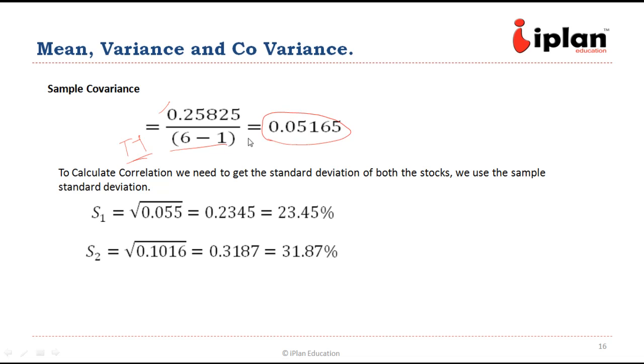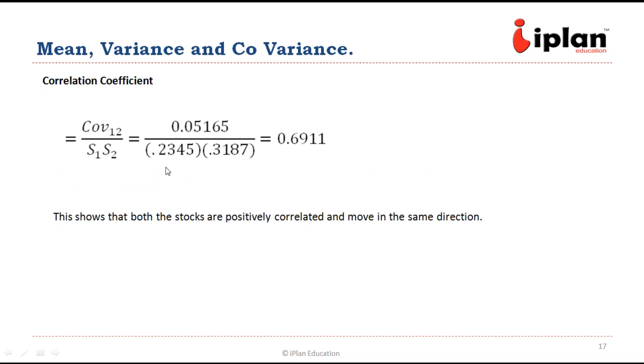So if we have to calculate the standard deviation, we can easily calculate just the square root of the variance. And finally, we can calculate the correlation coefficient. We have the covariance, we have individual standard deviations. So we can reach 0.6911, which is the correlation coefficient. The number is positive. It says both are positively correlated and moving in the same direction.